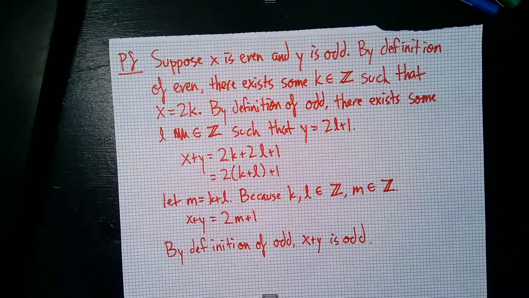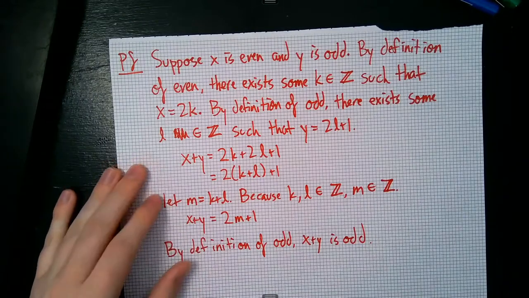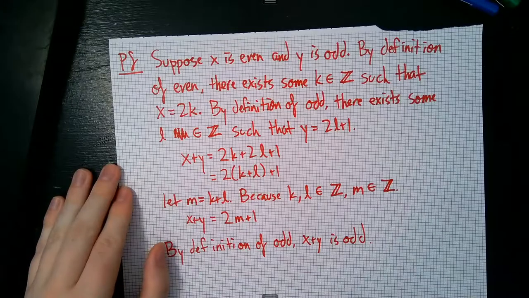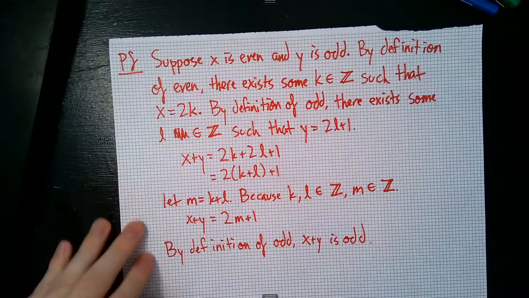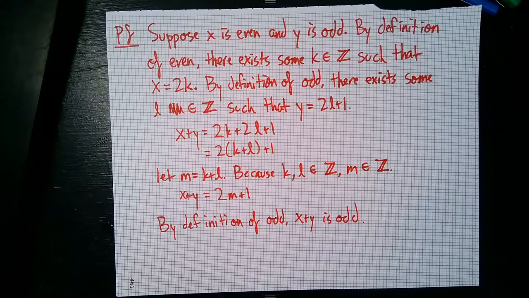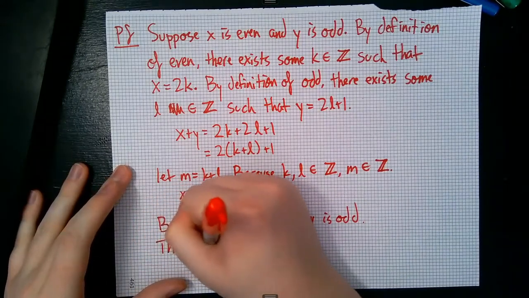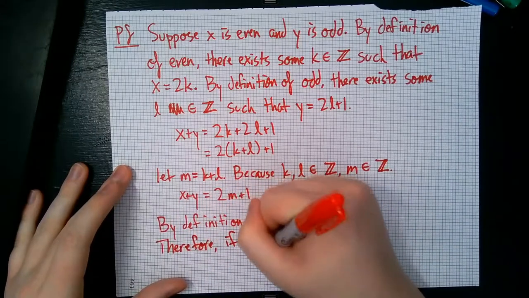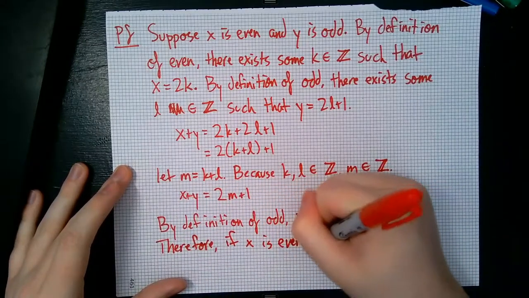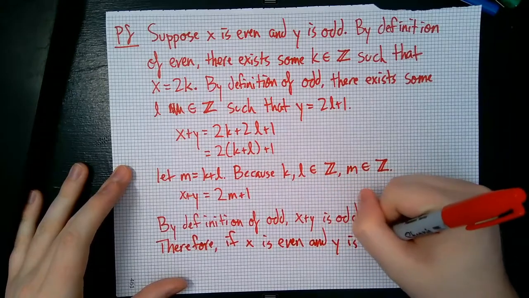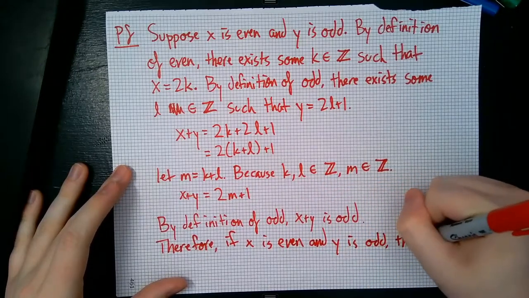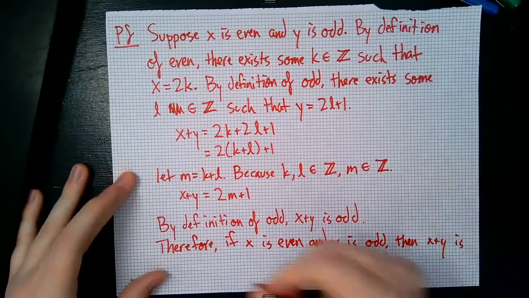So what we'll do at the very end is restate the entire statement that we're trying to prove. And this is maybe a less mandatory part of the proofs here, and I'll probably phase this out as we get more and more comfortable with proofs. But right now, this is a really good exercise in wrapping up everything nicely. So therefore, if x is even and y is odd, then x plus y is odd.